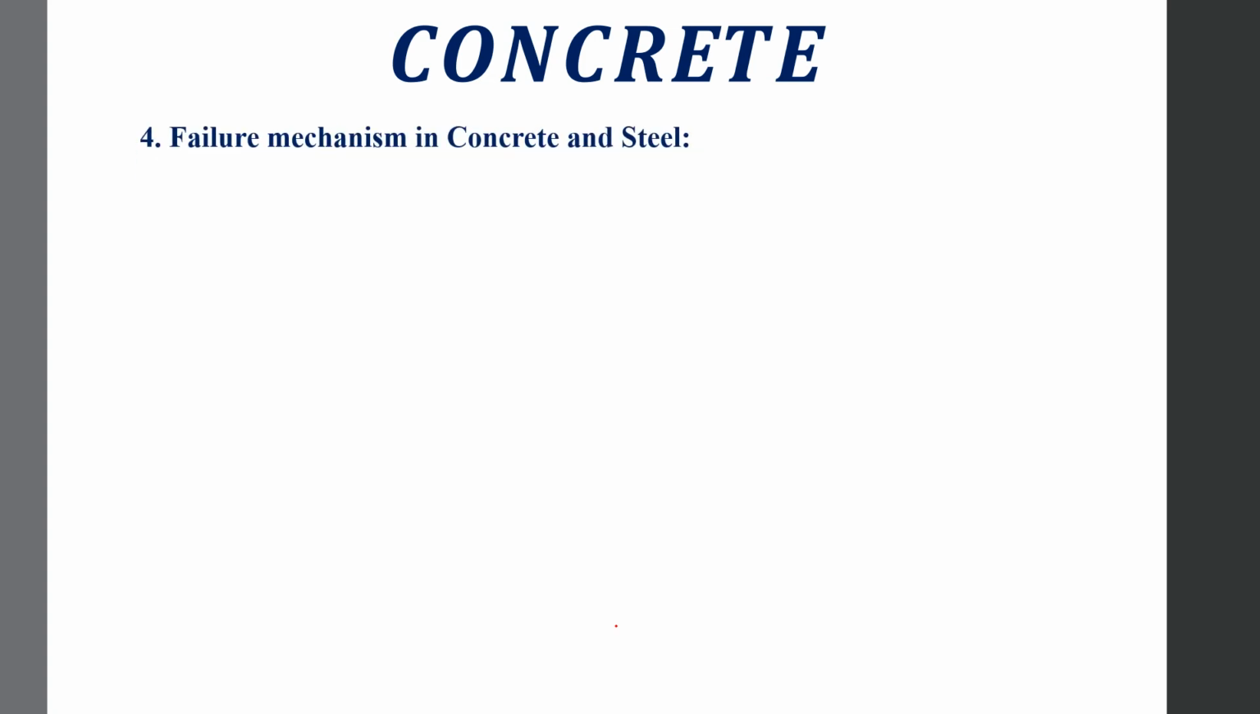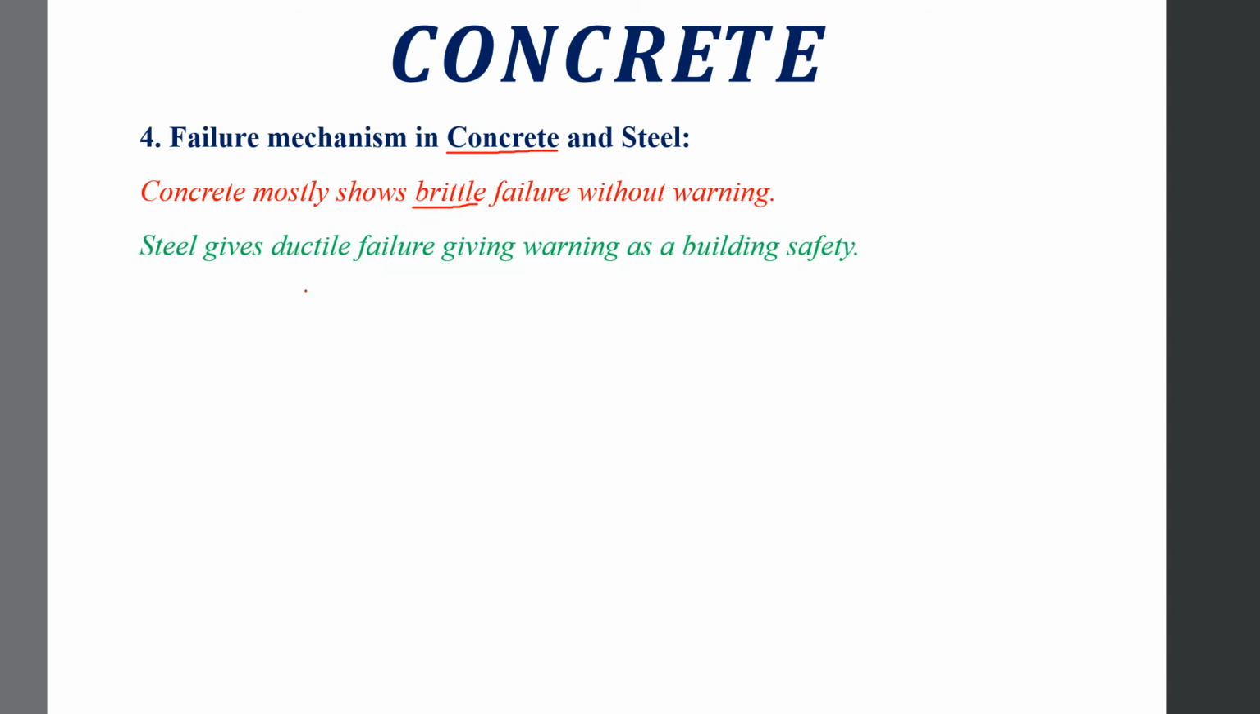The fourth point in concrete is the failure mechanism. Failure mechanism in concrete and steel is different because concrete is a brittle material, so it will fail by brittle failure. Concrete mostly shows brittle failure, and this brittle failure is always without warning. Steel is a ductile material, so it gives ductile failure, giving warning as a building safety. So if we use steel in building construction, we can save our building to some extent, and it will warn us before failure.